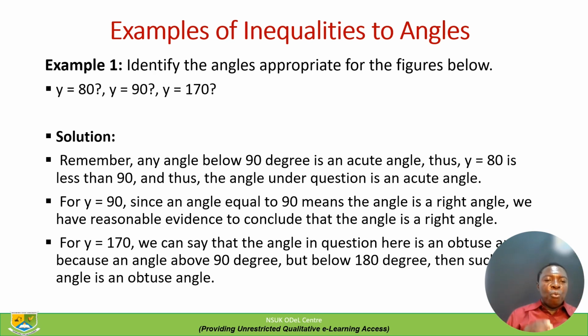For y equal to 90, since the angle is equal to 90, it is a right angle. Remember the definition given earlier? For y equal to 170, we can say that the angle in question is an obtuse angle, because it is above 90 degrees but below 180 degrees. I hope you are following.